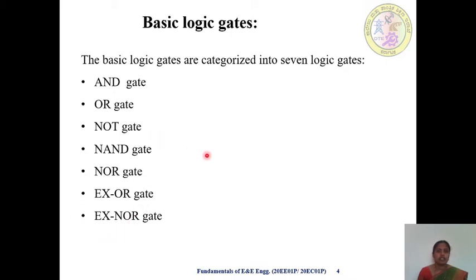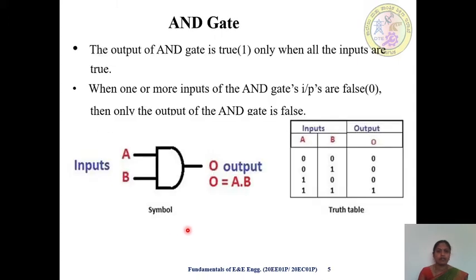The basic logic gates are categorized into 7 logic gates. They are AND gate, OR gate, NOT gate, NAND gate, NOR gate, XOR gate and XNOR gate. Now we will see one by one.